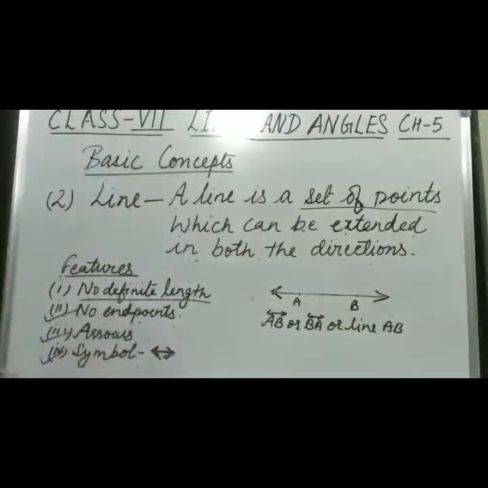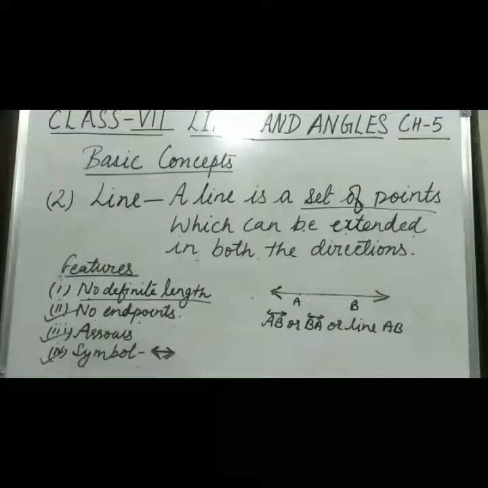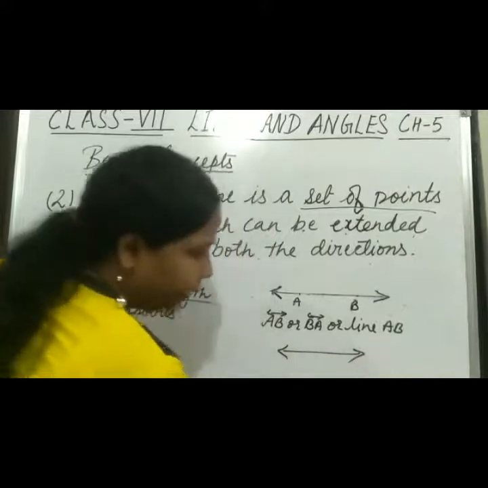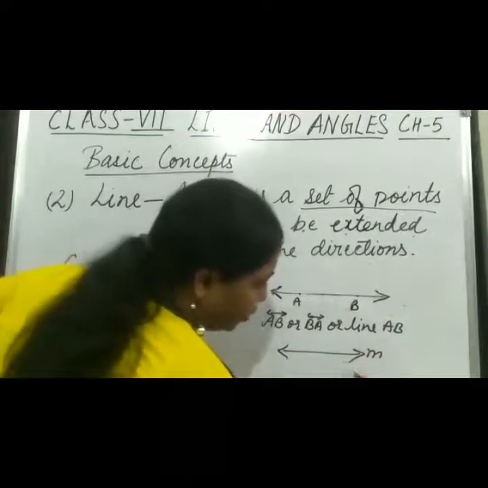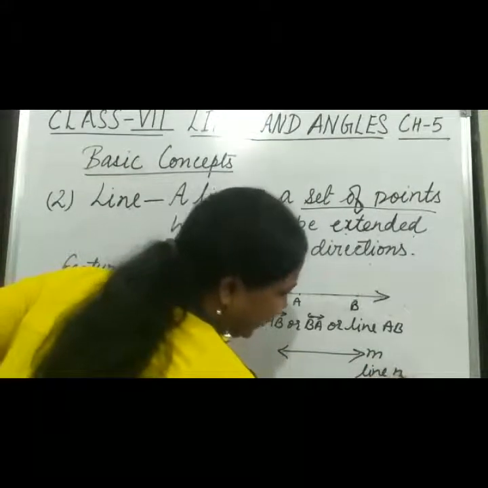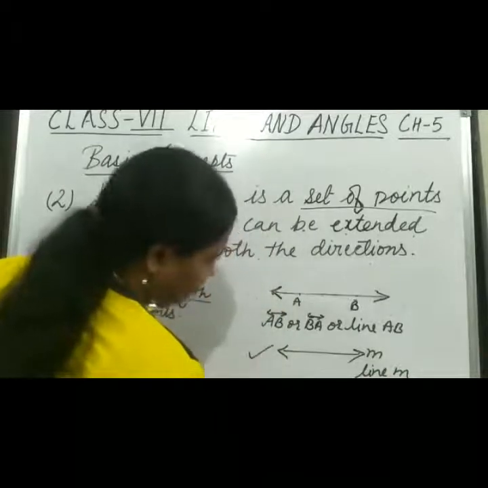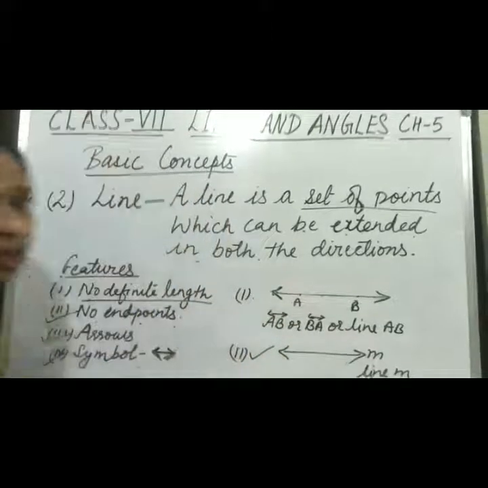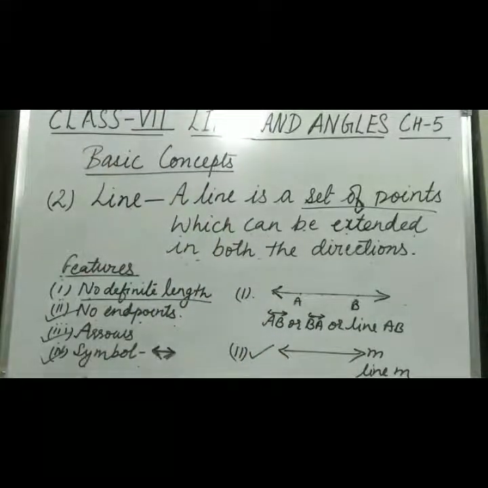We can also write the name of a line with a small letter. Like this is a line and we can call it m. So we can write its name as line m. This is another method. This is the first method and this is the second method of giving the name to a line. I think this topic is now clear to you. Now let's move to the next concept.